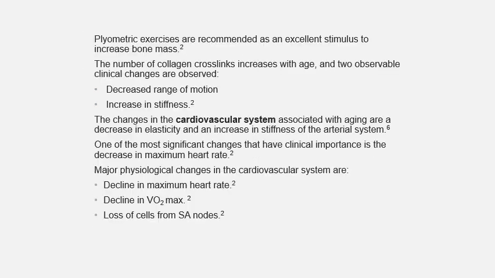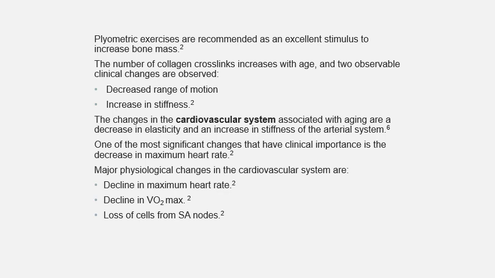So plyometric exercises are recommended as an excellent stimulus to increase bone mass. Hence, muscle training and strength training are highly recommended for that. The number of collagen crosslinks increases with age, and two clinical changes are observed, which are a decrease in range of motion and an increase in stiffness.